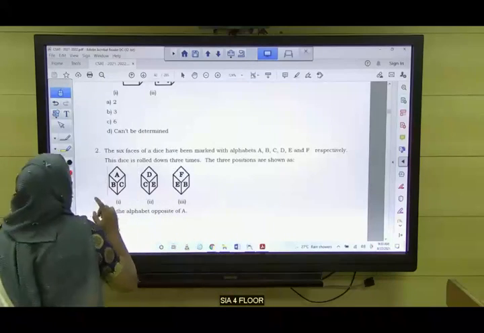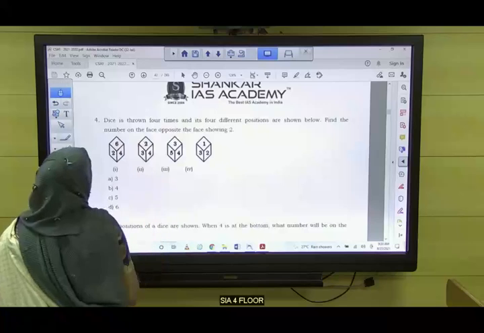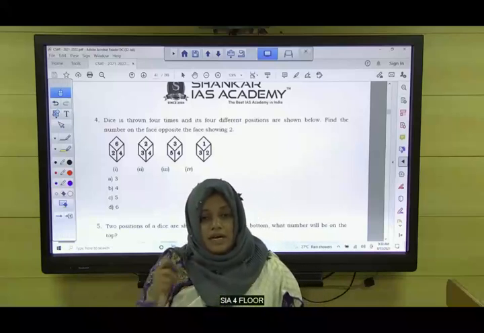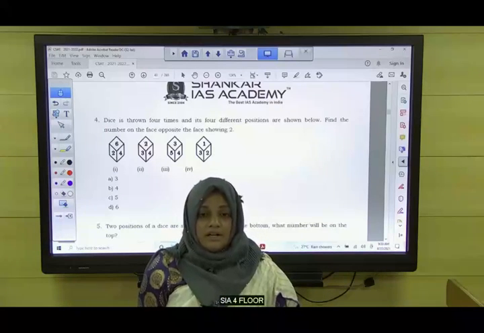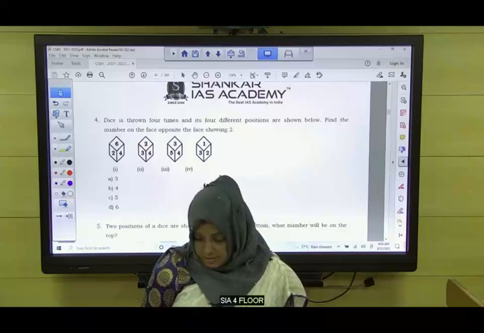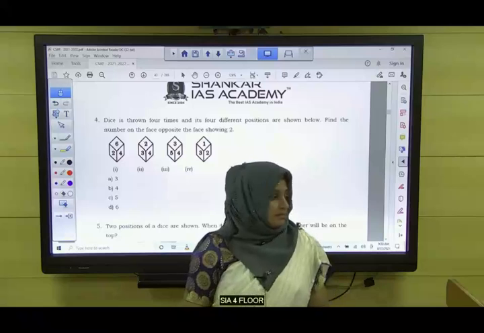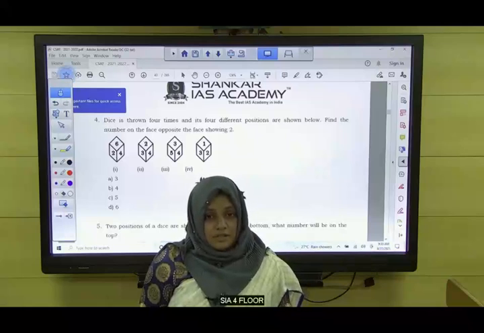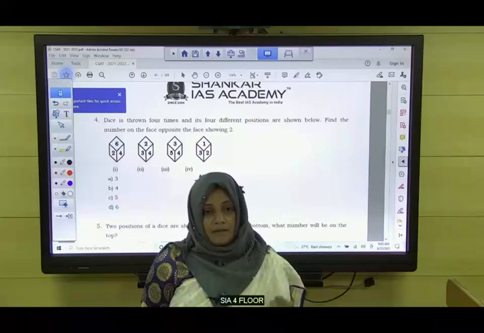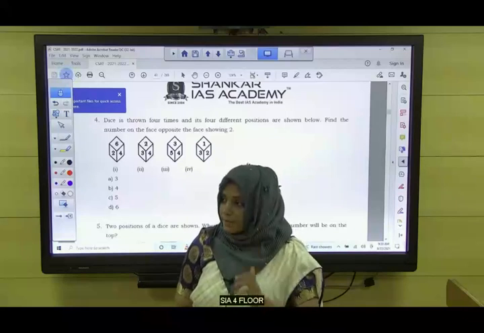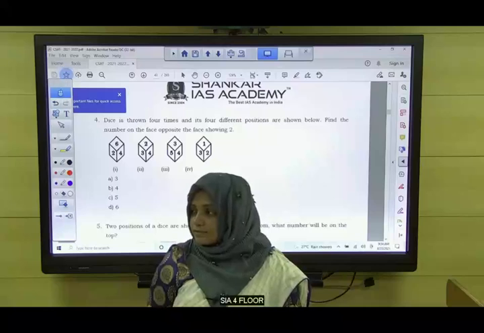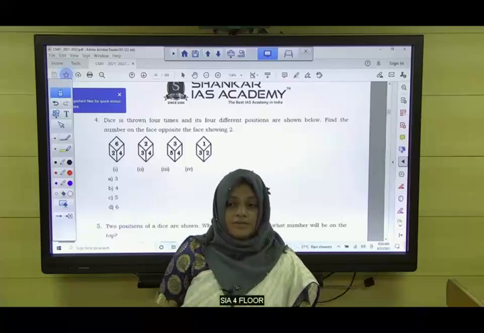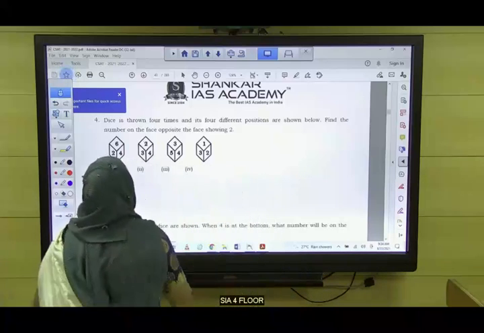Okay, just have a look at this. I want to tell you case number 3. Please write case number 3 in your note, and mention the heading as eliminating the adjacent faces to find out the opposite face. Which means you can use another technique.